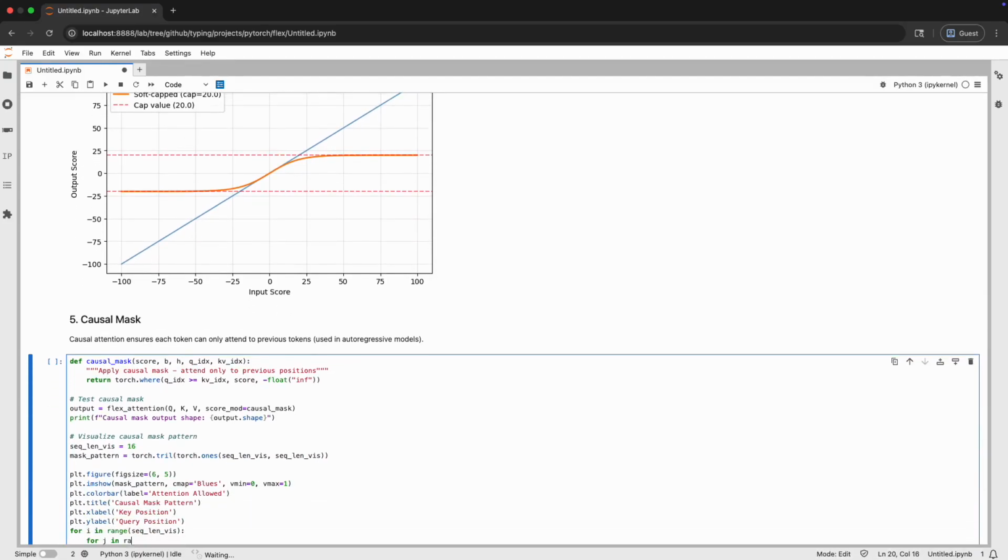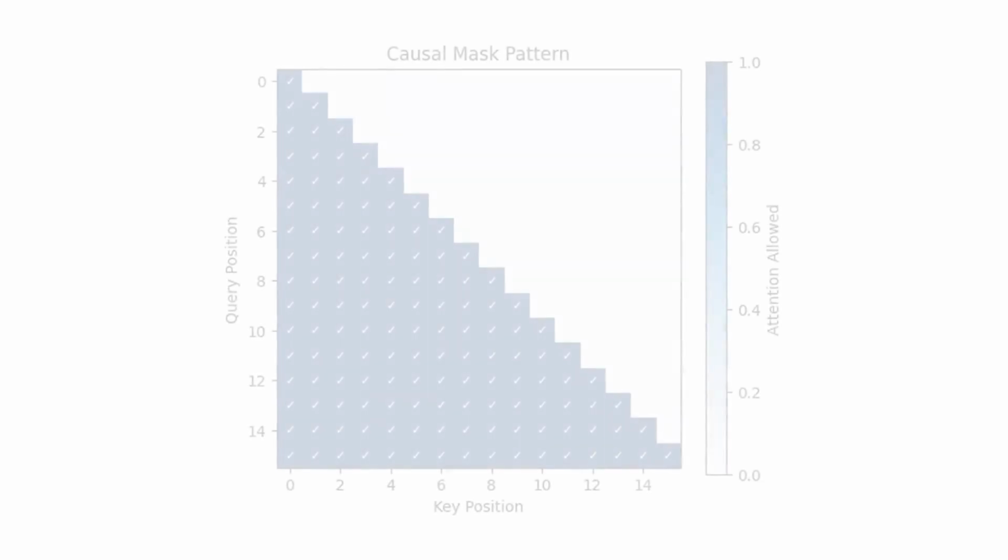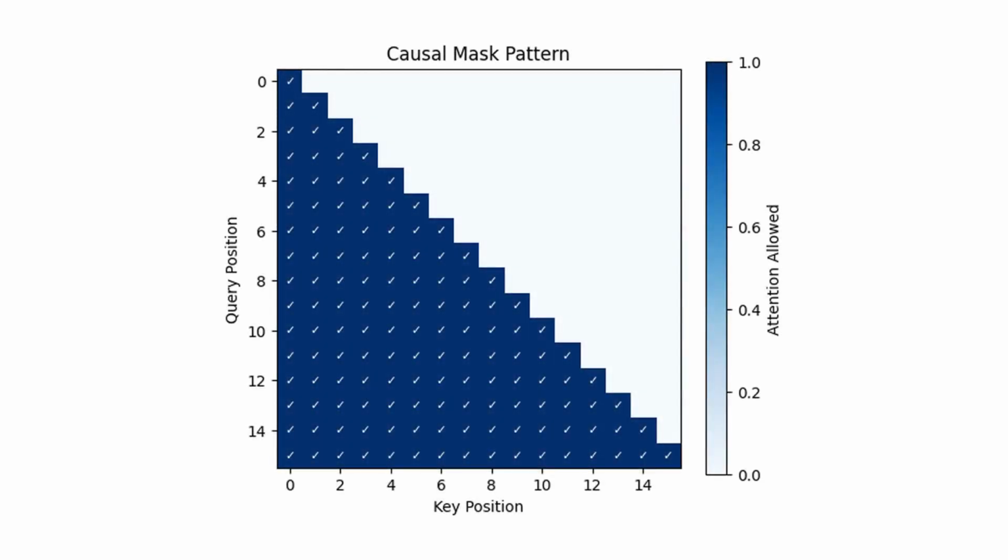Let me test this and visualize the pattern. Perfect, the causal mask is working correctly. The visualization shows the lower triangular pattern where each position can only attend to itself and previous positions. The check marks indicate where attention is allowed.